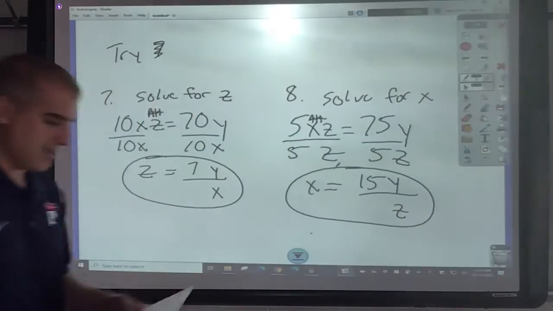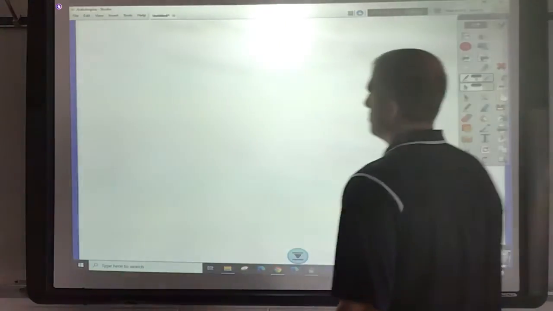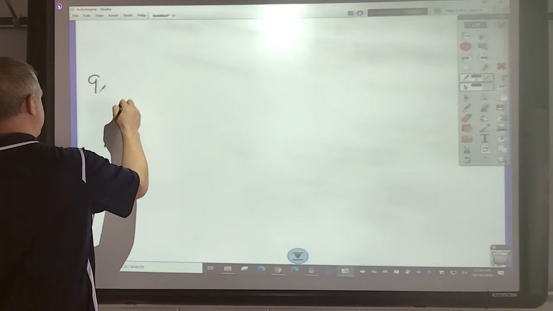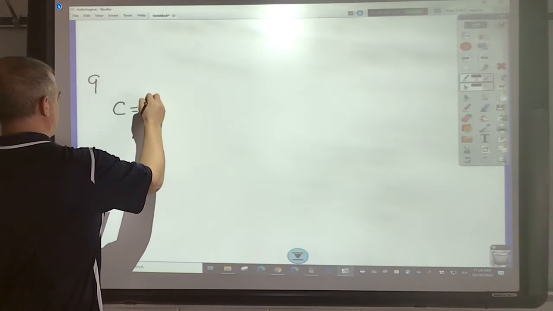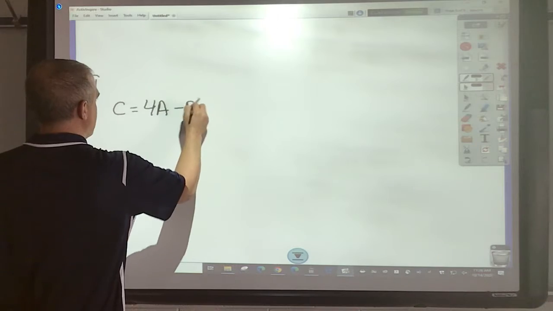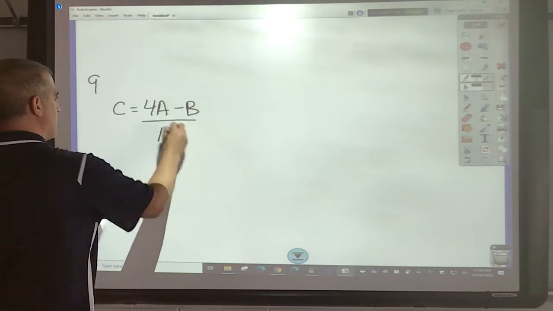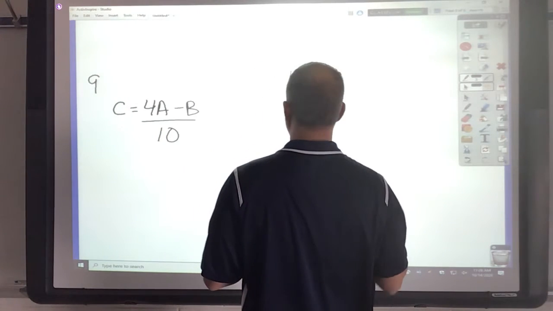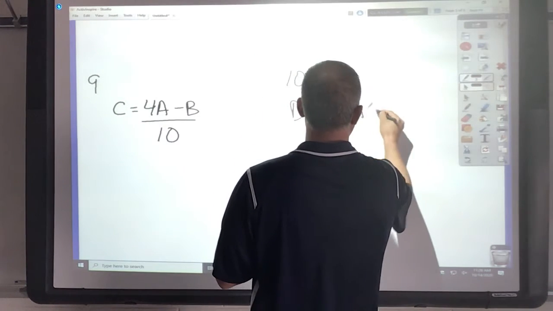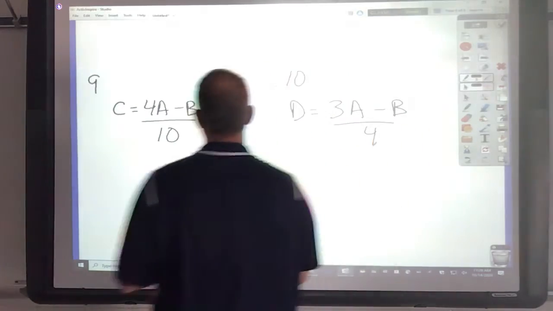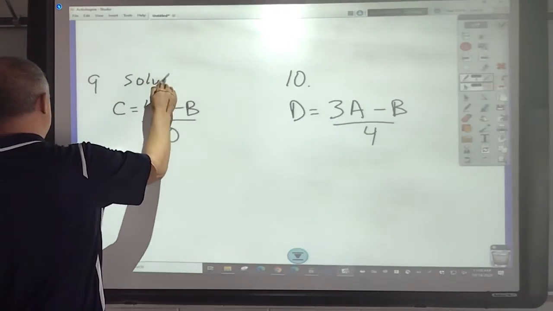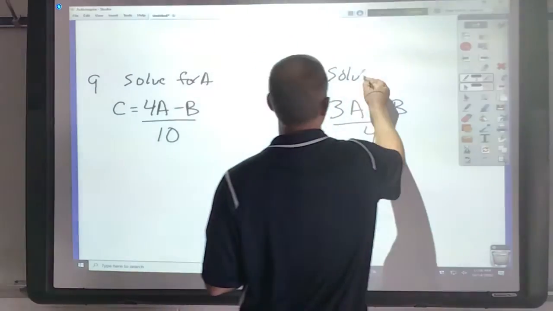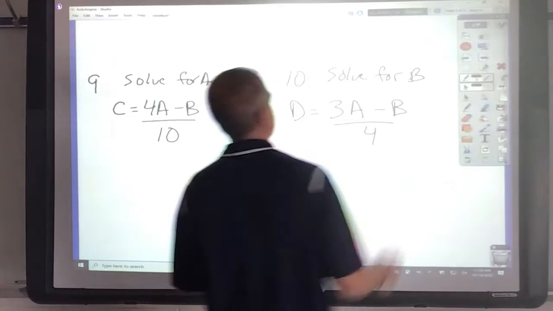Okay, all right, moving on to the last types of problems. Let's say c equals (4a minus b) over 10. And let's say d equals (3a minus b) over 4. This one I would like to solve for a, and this one I want to solve for b.